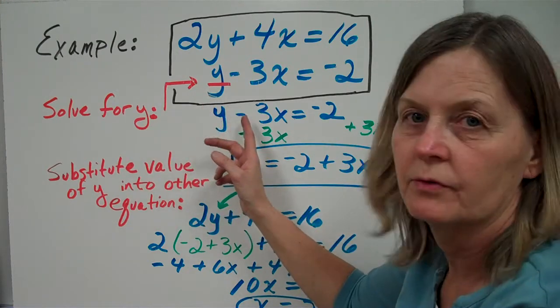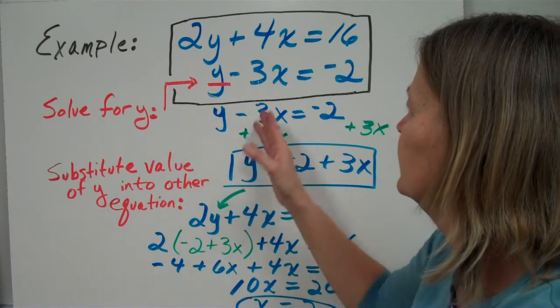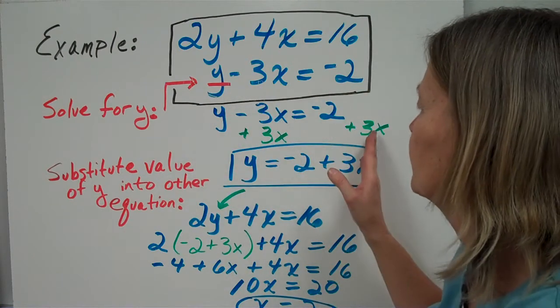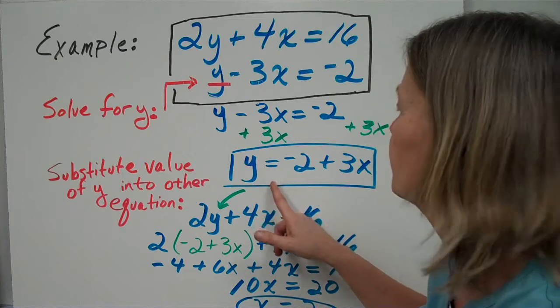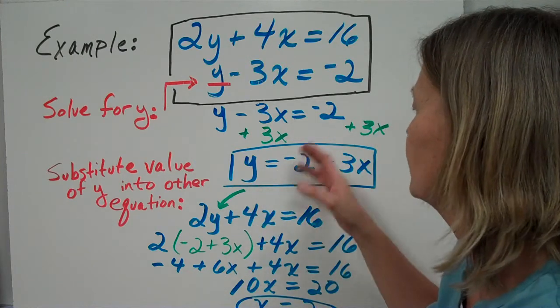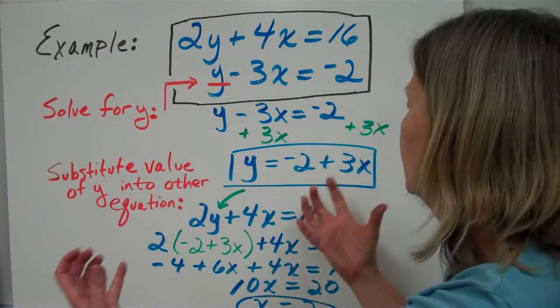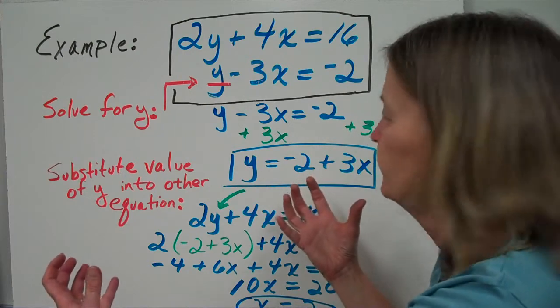And we've done that previously. So solve for y, bring the 3x over by adding 3x. And here is solving for y. I now have a value for y: y and negative 2 plus 3x. They're equal.